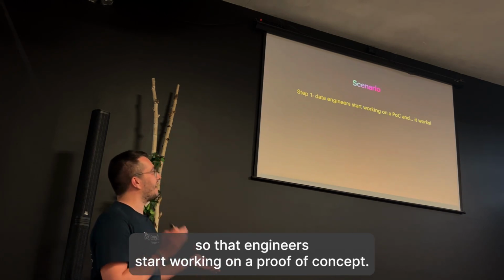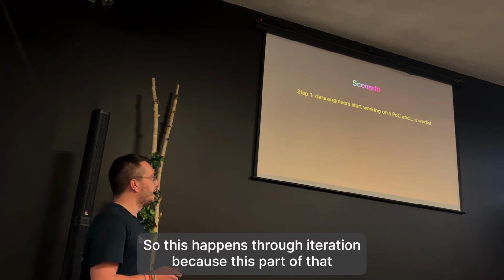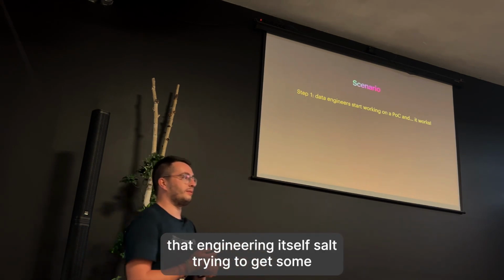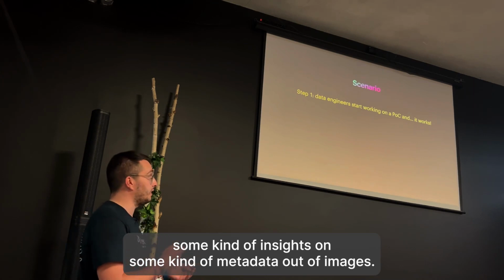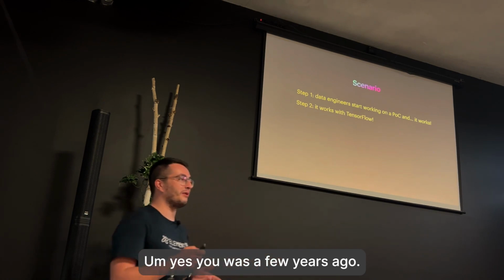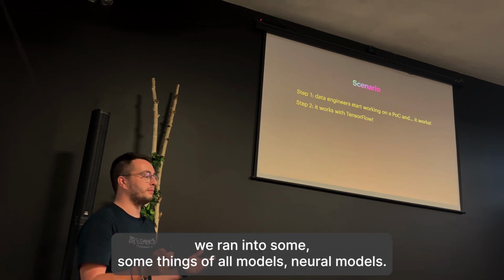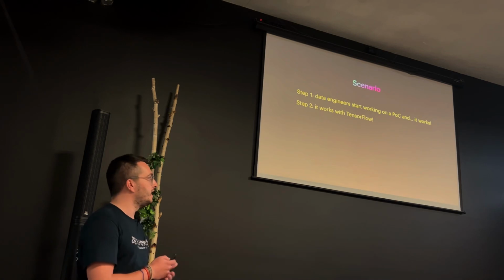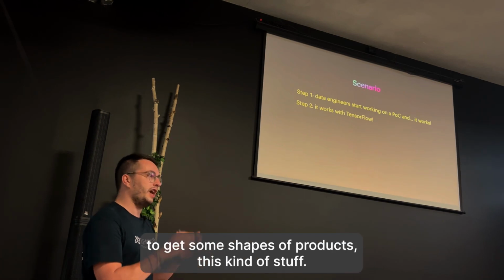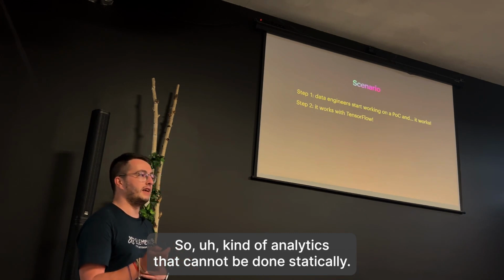Data engineers start working on a proof of concept, a POC, and suddenly it works. This happens through iteration because it's part of data engineering itself, trying to get some kind of insights, some kind of metadata out of images. It was a few years ago, I don't know if it is still the state of the art, but we ran some TensorFlow neural models. As far as I remember, it was pretty much to get some shapes of products, this kind of stuff, so analytics that cannot be done statically.